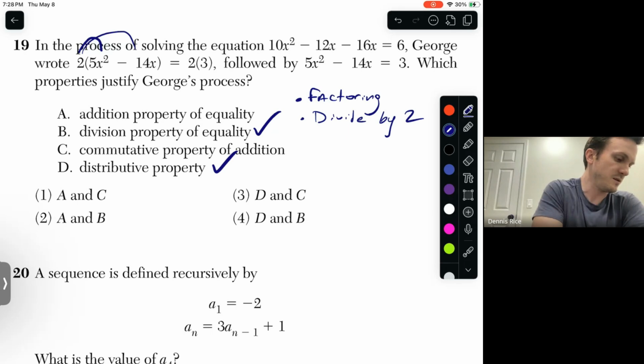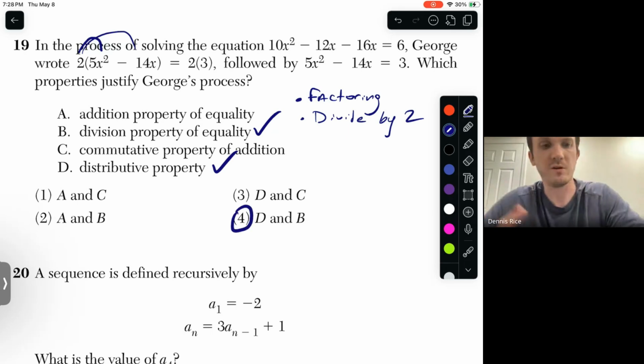So choice 4. Commutative property would be like switching the order. He didn't switch the order of anything, and he also didn't add anything on both sides.